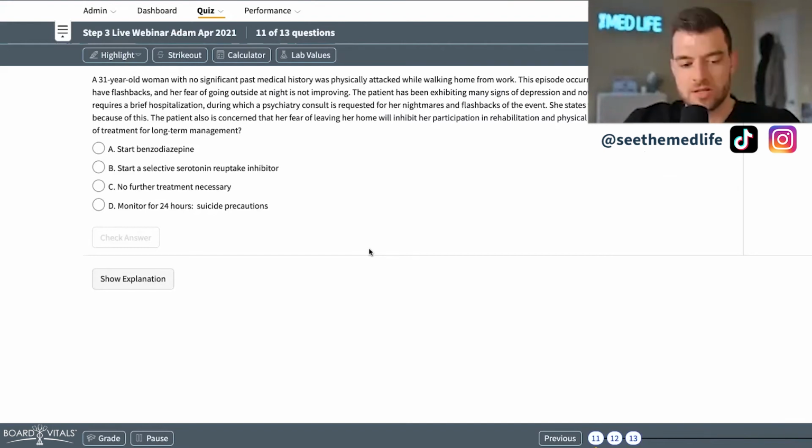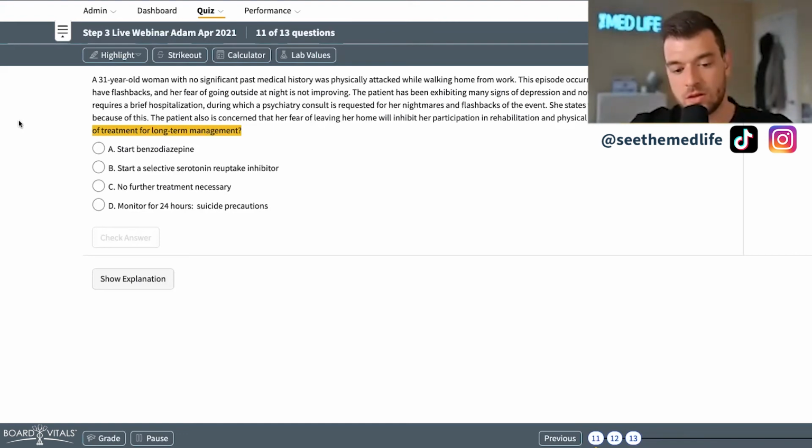What is the appropriate course of treatment for long-term management? So I told you about this trick. Appropriate course of treatment for long-term management. I read it again. There you go. Start benzodiazepines. Start a selective serotonin reuptake inhibitor, or an SSRI. No further treatment necessary. Monitor for 24 hours with suicide precautions. So we're going to have to read the stem. We don't know what the diagnosis is.